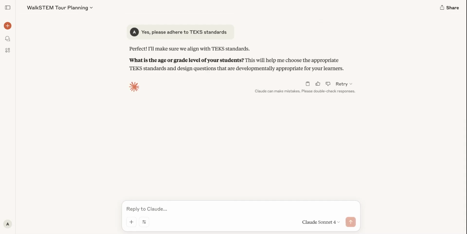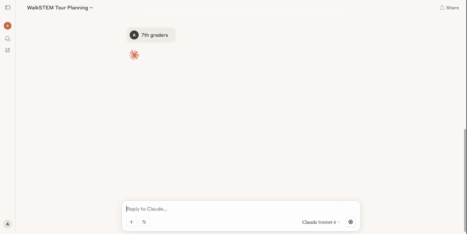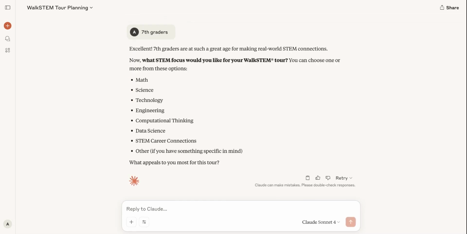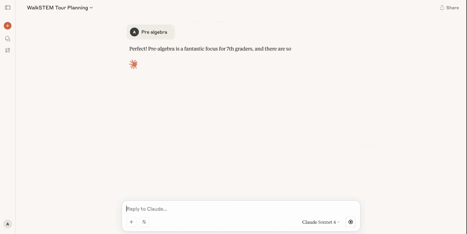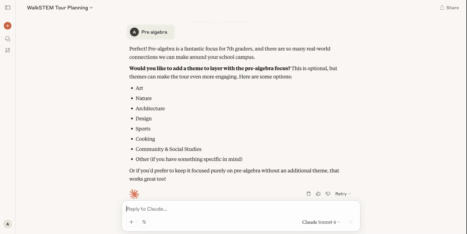What is the age or grade level? Okay, so today we're going to make it for 7th graders. And we're going to focus today on math, but specifically, I think, let's focus on pre-algebra. Would you like to add a theme or layer? That's a very good question. No, I think pre-algebra is enough for today.